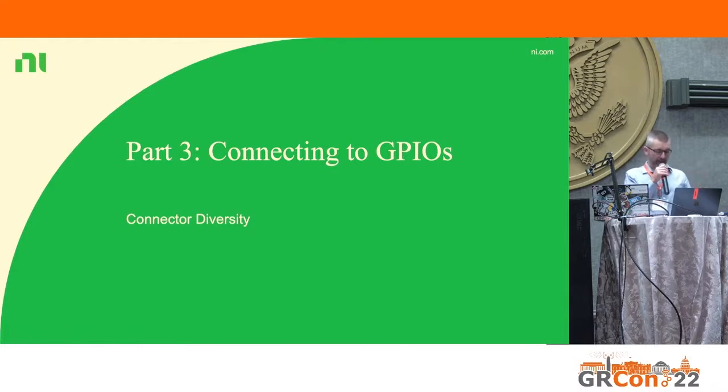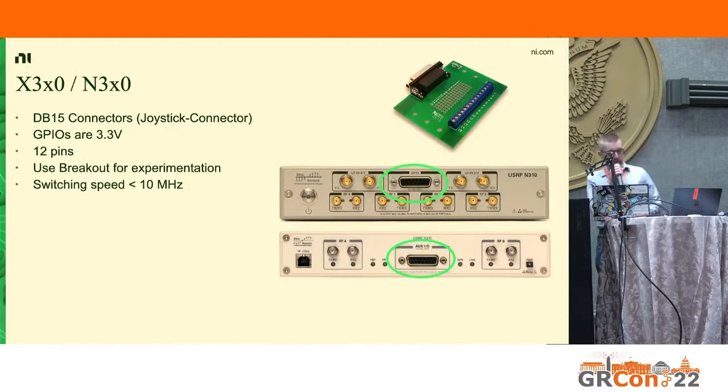All right, I'm going to start with the X310 and the N310 just because I used them in my examples earlier. So if you're my age, then you might have had a computer at some point where you had one of those DB15 connectors where you plugged in a joystick. And those are the same ones that we use for exposing GPIOs. So there are 15 pins in a DB15 connector, 12 of which are GPIOs that you can use for whatever you want to do.